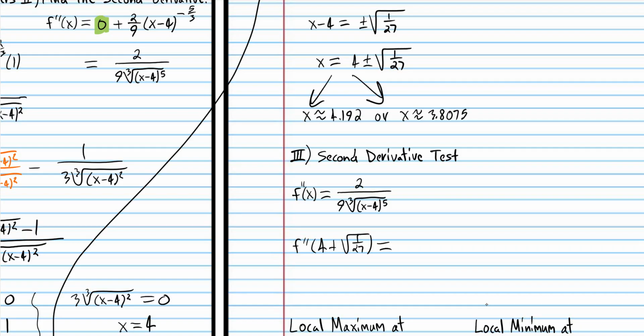If we're going to use our calculators, then it might be better to just write the actual number. So I don't know if we really need these red abbreviations. Then f double prime at 4 minus root 1 over 27.